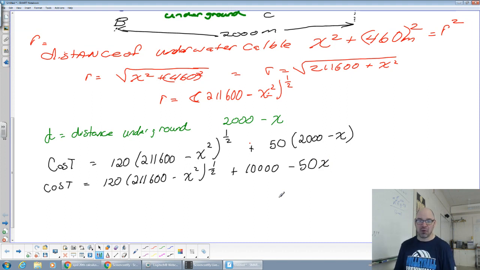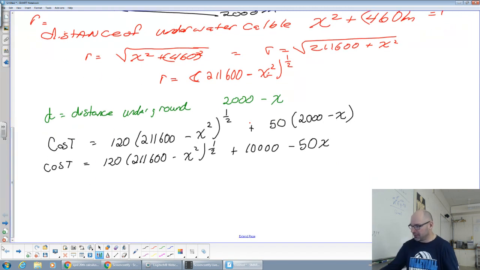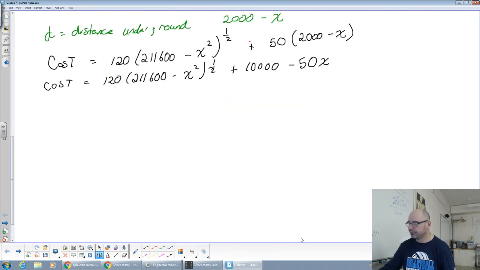All right, so now when we get this equation, we want to minimize it. The only way to minimize this equation is to take the derivative of it. The derivative of this equation will give us a minimum or a maximum point, because that's the critical point. So now we have to take the derivative here. Okay, so let's do the derivative.